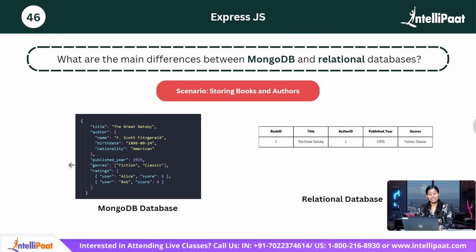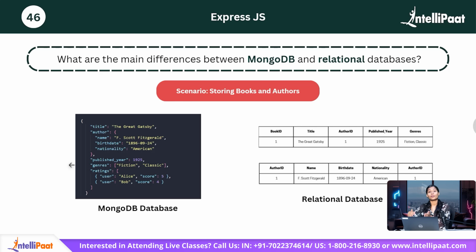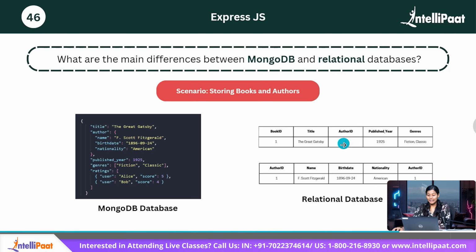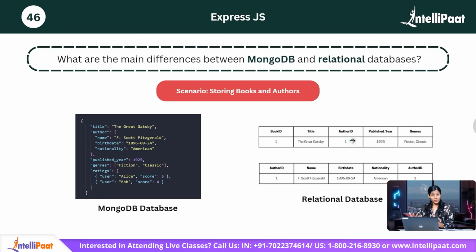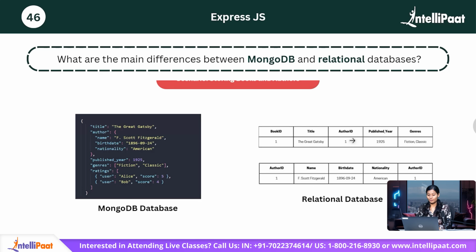But in case of relational database, you'll have to create a different table for the books to start with, and then another table for the authors, and then you'll have to use foreign keys. Maybe you can use the author ID, it's already here. You can link these author IDs together using foreign keys to group the data. When you're trying to derive results or do certain kinds of transactions, you'll need to use these foreign keys to get the desired output.